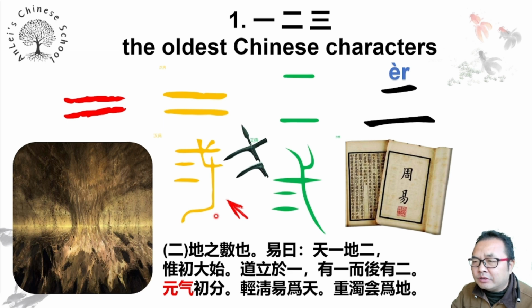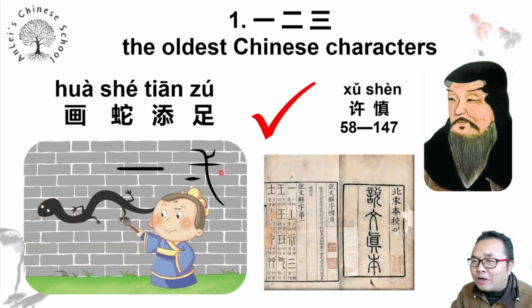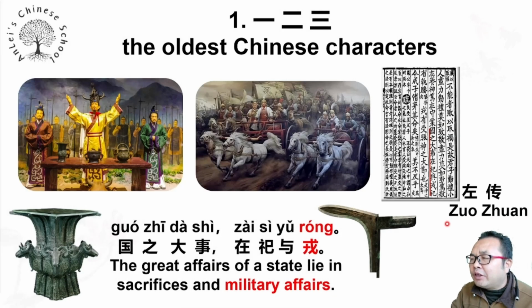On bronze inscription, there's also the dagger axe. So Xu Shen and Hua Tianzu are right. That is the old tradition. In an ancient classic called 左传, it said, 国之大事在祀与戎. The great affairs of a state lie in sacrifices and military affairs. The bronze ritual vessels were used to worship the gods and the ancestors, and the bronze dagger axe and weapons were used to fight against the enemy.